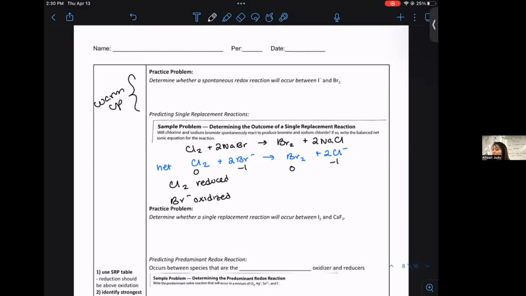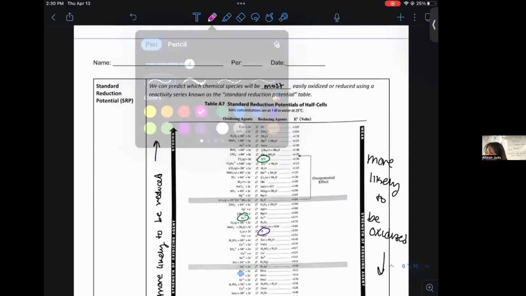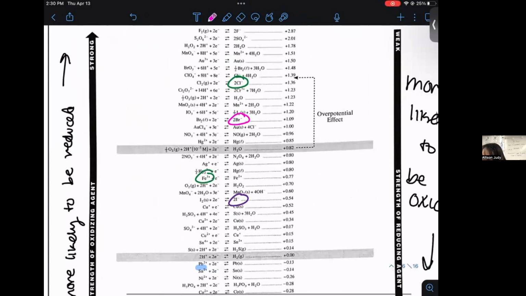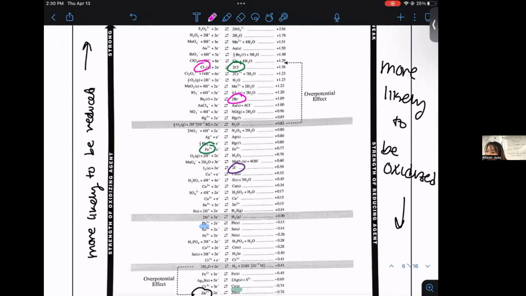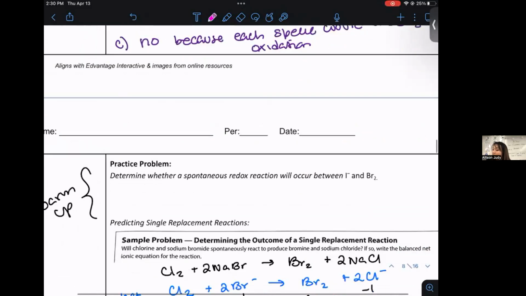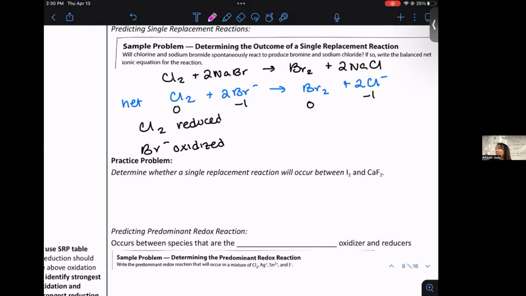So I look for Cl2 and Br minus in my table. Here's bromine minus. Cl2 is right here. Okay, so Cl2 is above my bromine minus, which means in order for it to be spontaneous, Cl2 would have to be reduced. And it is. Cl2 serves the role of reduction and it's above my bromine, which is serving the role of oxidation in this equation. So I say, yes, this is spontaneous.